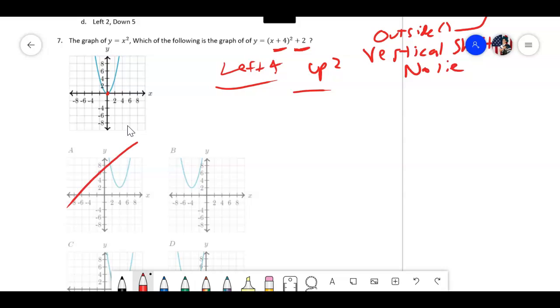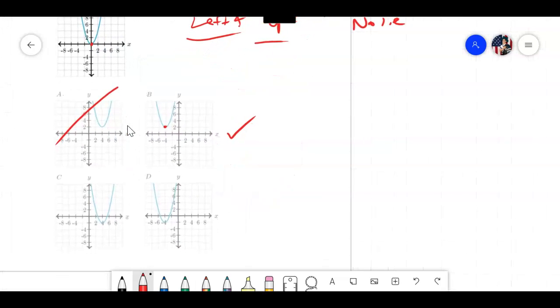So not A. Negative 4, positive 2. Hey, look at that. That looks good. Let's check C and D though. Does C go negative 4, left 4 up 2? Does D go left 4? Yep, but it doesn't go up 2, it goes down 2. Our answer on that one is B. Okay? So please be careful, and remember, inside the parentheses lies, and outside the parentheses does not lie. Inside is horizontal left to right, outside is up or down. Okay.